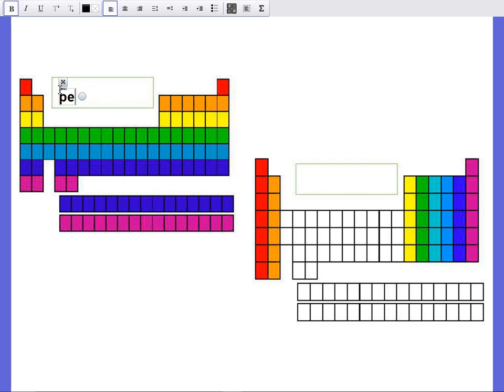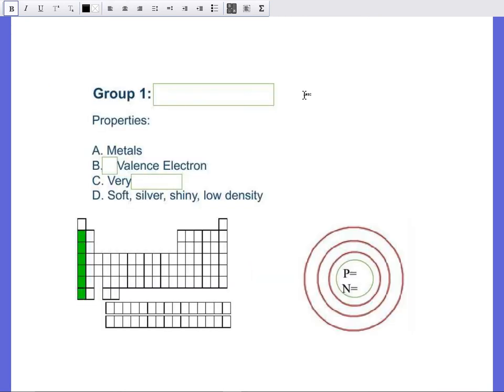When you're looking across the periodic table, those are called periods. Up and down, those are called groups. So when we're talking about the groups, you always count from left to right. The part that's highlighted in green, it's group 1. They are called the alkali metals, because every single one in that section is a metal. We don't include hydrogen in this group, because that's a nonmetal. They have 1 valence electron. They are very reactive, and they tend to be soft, silver, shiny, and have a low density.